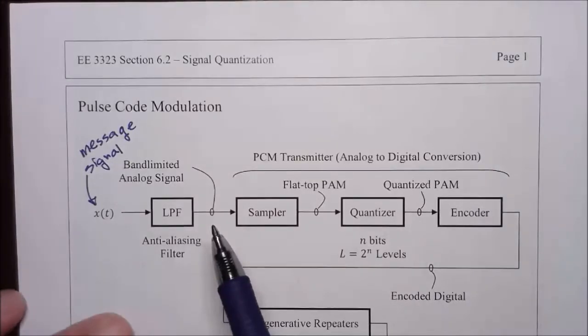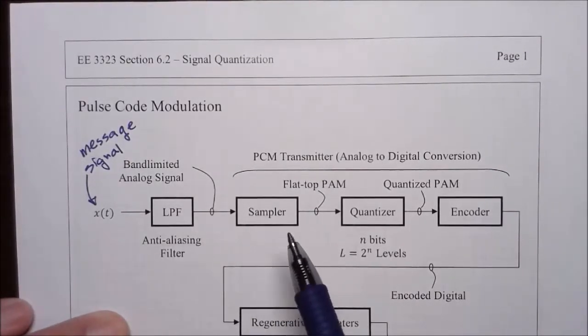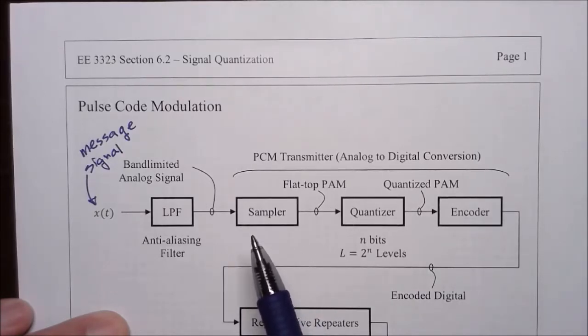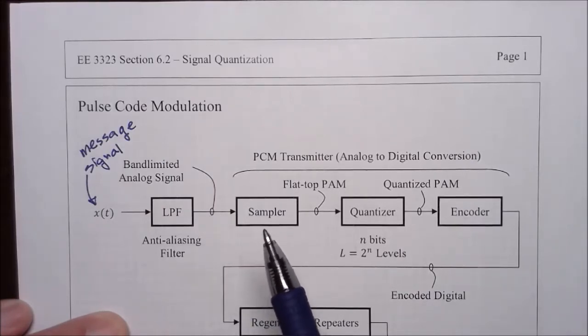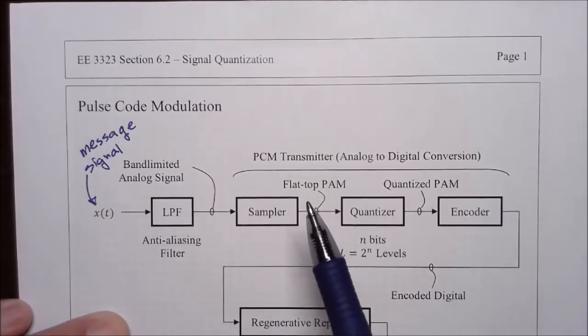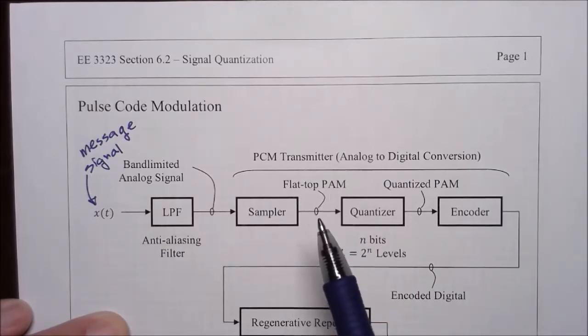This analog signal is applied to an electronic sampler. This is an electronic circuit controlled by a clock that will sample the value of the analog signal periodically at regular periods. The result of the sampler is a flat top pulse amplitude modulated signal.